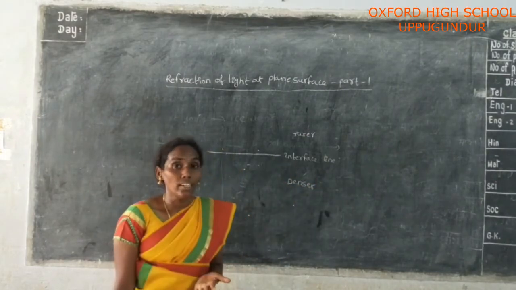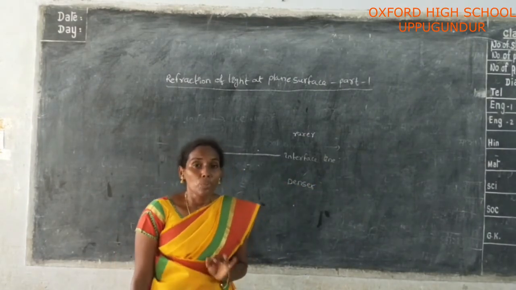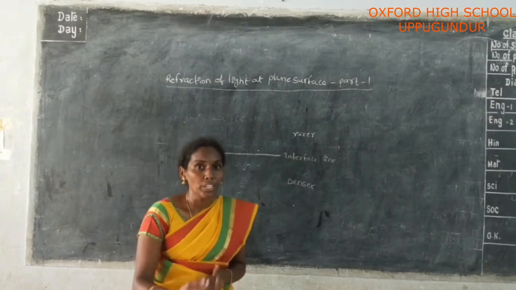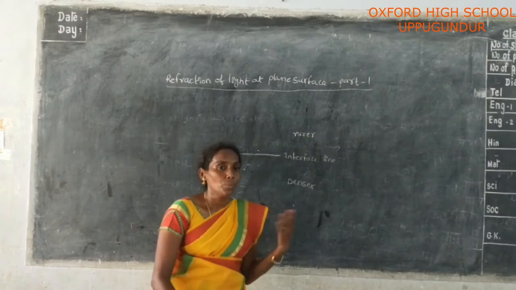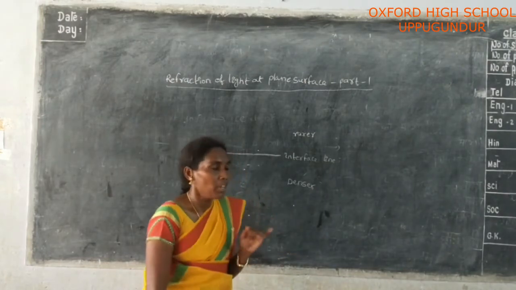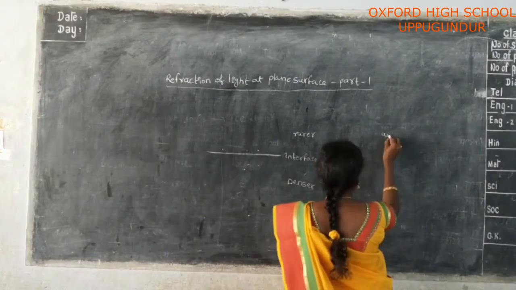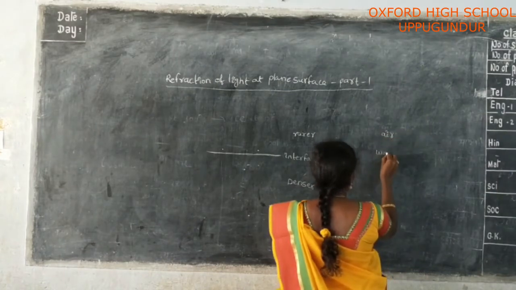Already I said about rarer and denser. The medium in which the speed of light is very high is called the rarer medium. The medium in which the speed of light is very low is called the denser medium. For example, take air and water. Here this is air and this is water.